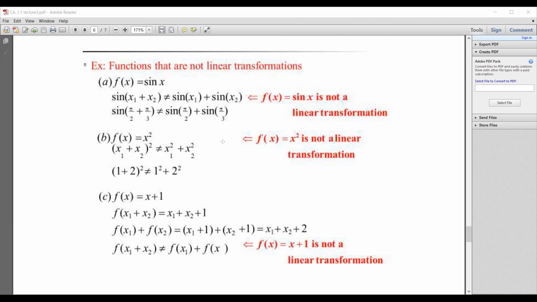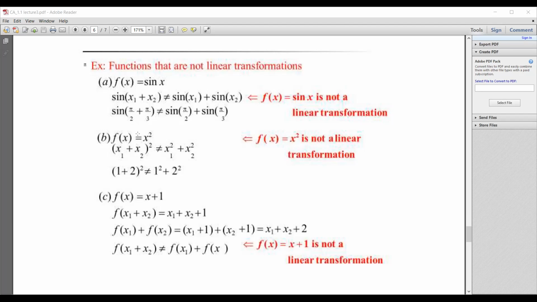Though you can check the other condition, that is f of c into x equal to c into f of x. This also will not hold for f of x equal to sine x, since we have to check whether f of x is linear or not. In order to do that, if any one of the conditions doesn't satisfy, it means the function or the mapping will not be a linear transformation.